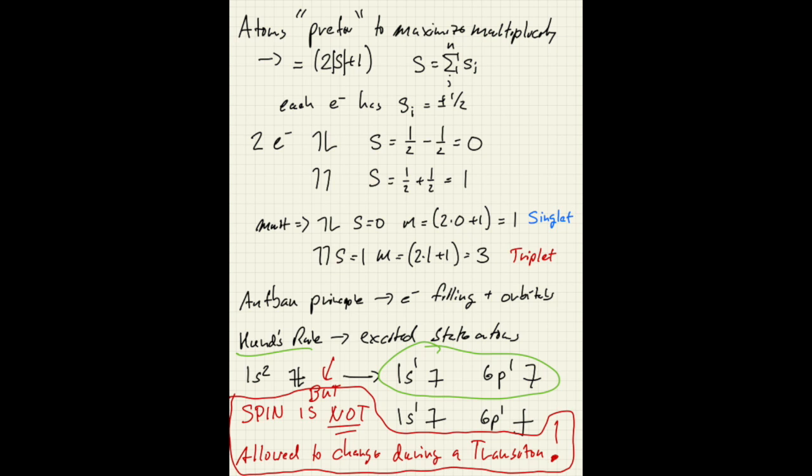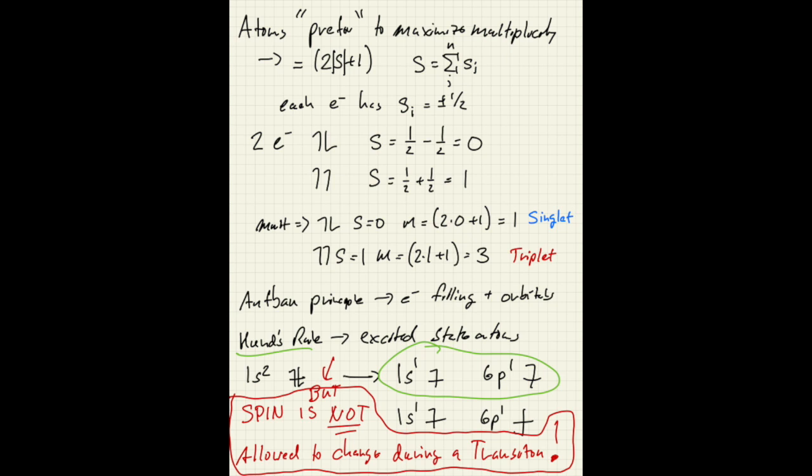The spin quantum number would be equal to 1, and then of course the multiplicity would be equal to 3. And we saw the paired electrons give us a singlet, and the aligned electrons give us a triplet. Going back to Gen Chem again, the Aufbau principle tells us how electrons fill as you're going from atom to atom.